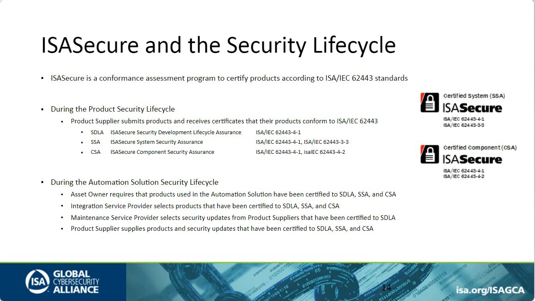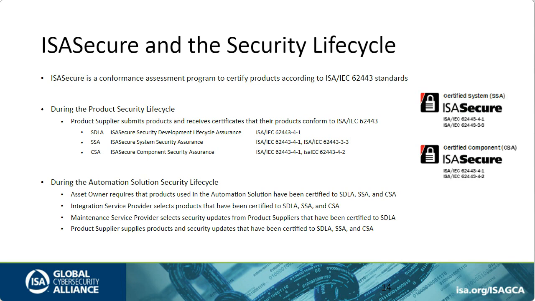The Security Development Lifecycle Assurance, SDLA, is based on Part 4-1. The System Security Assurance, SSA, is based on Parts 3-3 and 4-1. And the Component Security Assurance program is based on Parts 4-2 and 4-1.